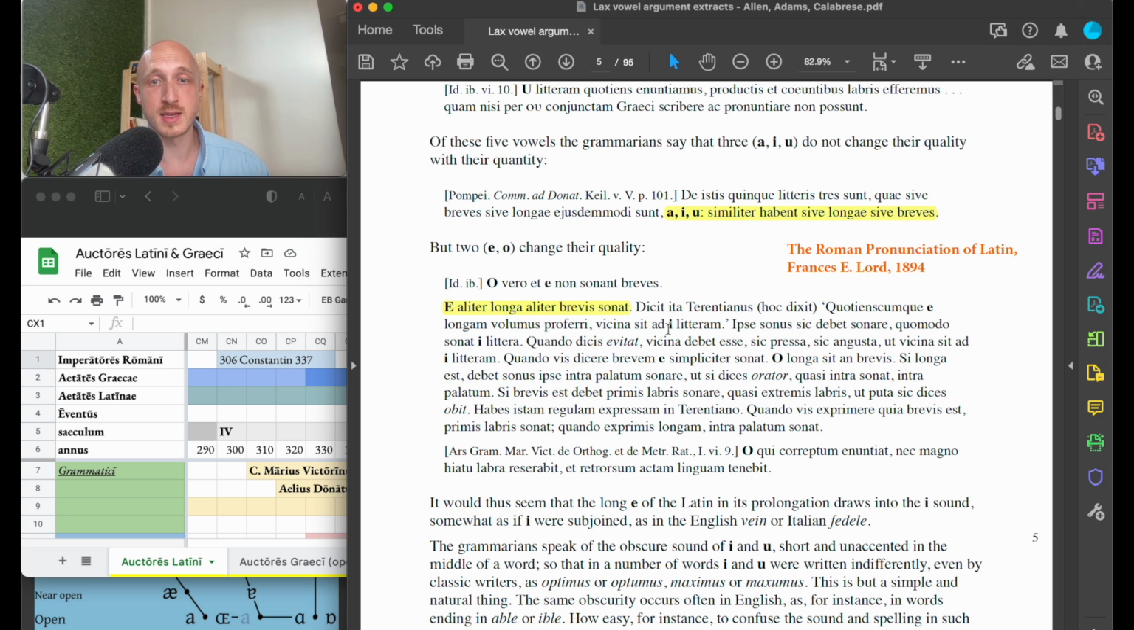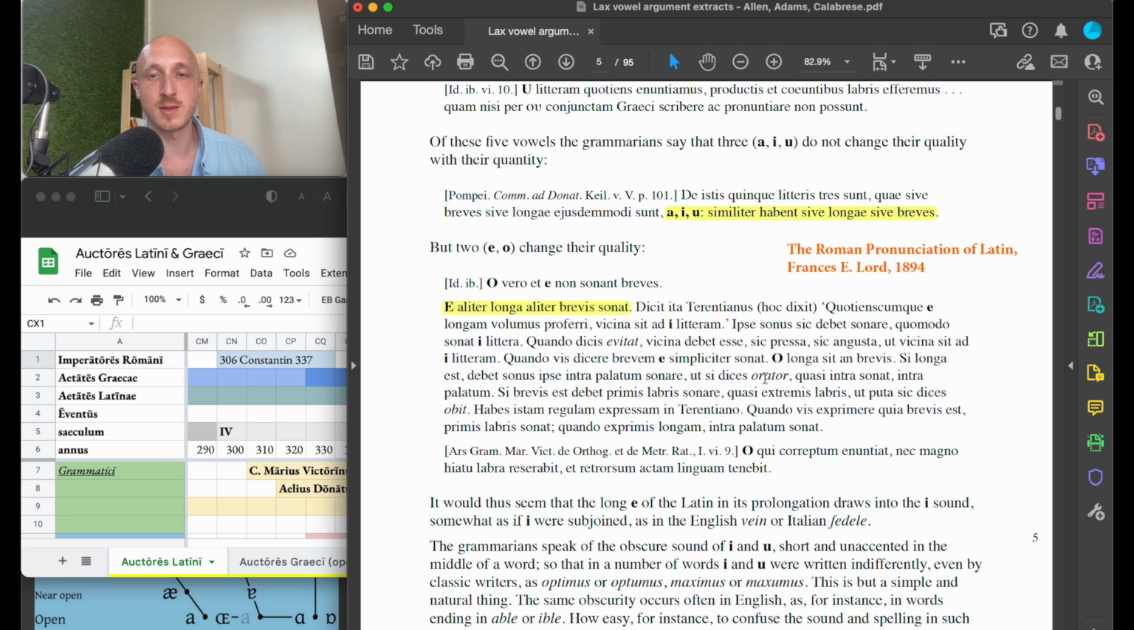He says that it gets similar to the letter I to E, which is what Alan quoted a moment ago. "Quando dicis evitat, vicina debet esse, sic pressa, sic angusta, ut vicina sit ad I littera." Obviously, by the way, I'm not going to try to do a reconstructed pronunciation of Latin for the 5th century, because that's just not easy for me to do on the fly. So I'm using classical Latin pronunciation for now. So evitat, not evitat, is essentially the idea here.